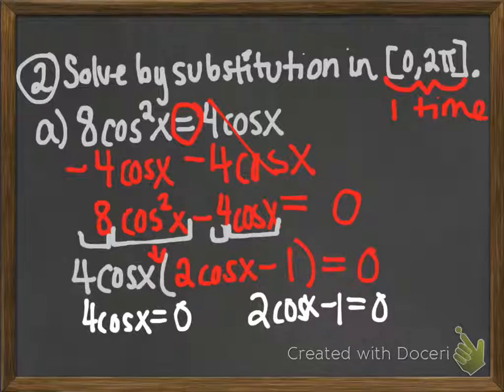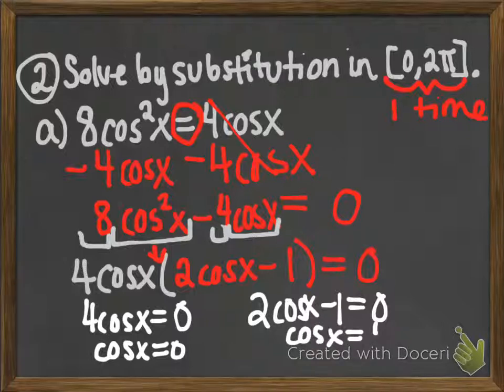And then from there, I just want to solve, right? So here I would say, if I divide by 4, it's not going to do anything. So cosine x equals 0. Here I would add the 1 and divide by 2. So this one's going to be cosine x equals positive 1/2. And then I can find all my answers for that, guys.